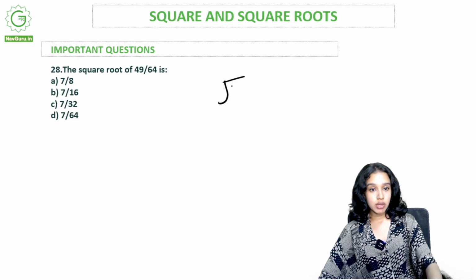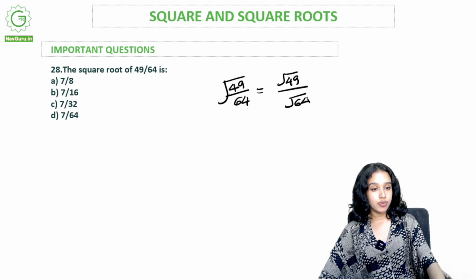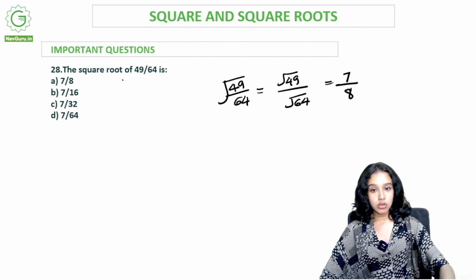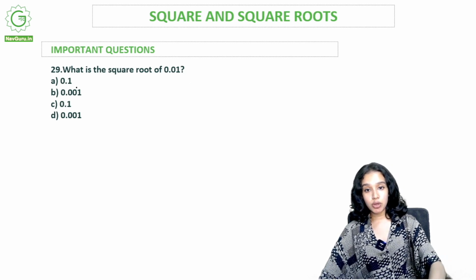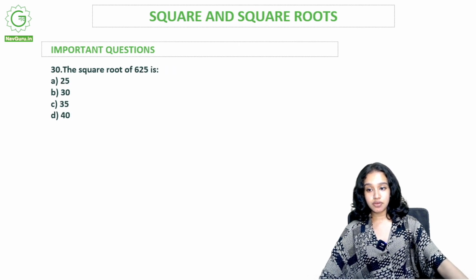Again, it's a very simple question. Root of 49 by 64 is equal to root of 49 divided by root of 64, which gives us 7 by 8. So this is the right answer. Now, what is the square root of 0.01? So root of 1 is 1 and 0.1 is the square root.